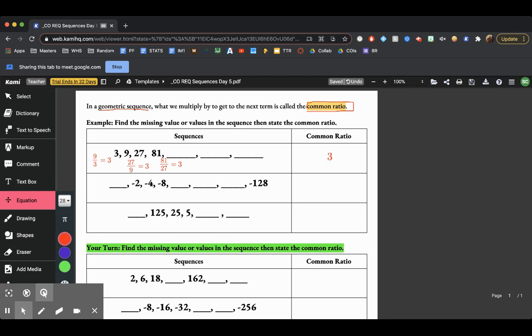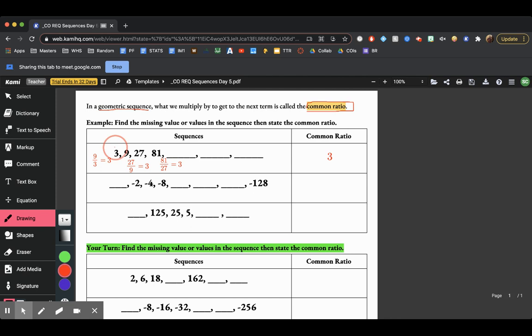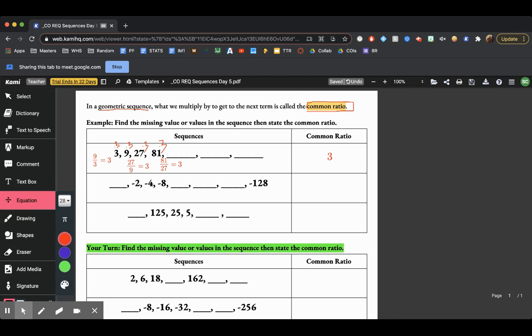Now that we know that the common ratio is 3, we're going to use that to find the next terms. We start with 3 multiplied by 3, and that gives me 9. 9 multiplied by 3 gives me 27. 27 multiplied by 3 gives me 81. 81 multiplied by 3 is going to give me the value for the first missing number, which in this case is 243.